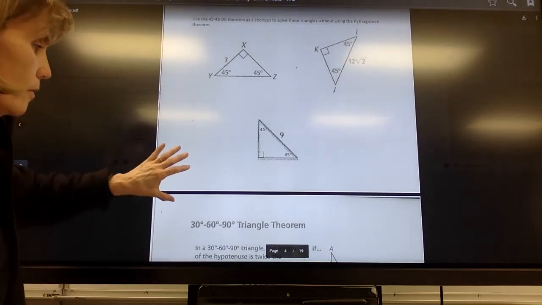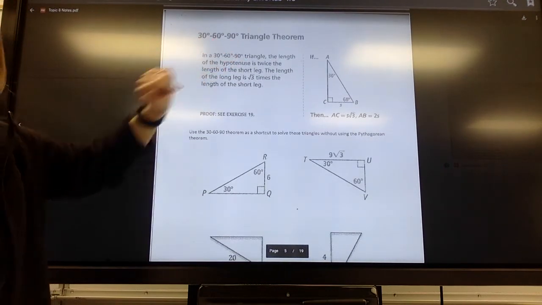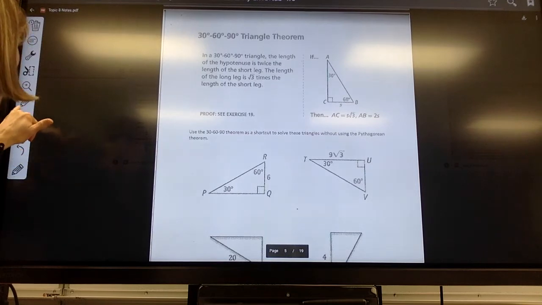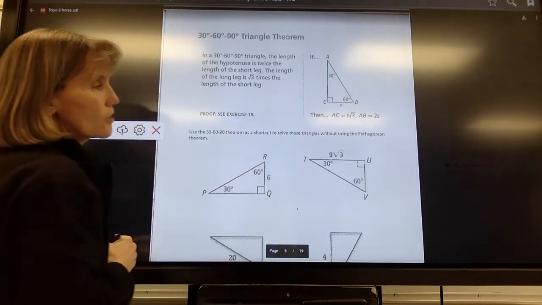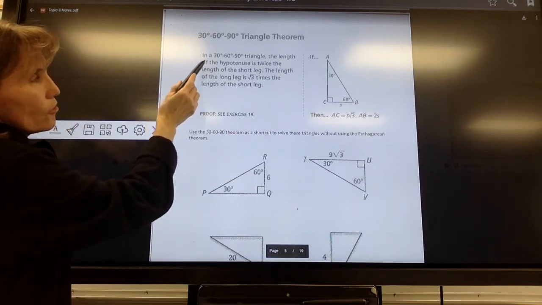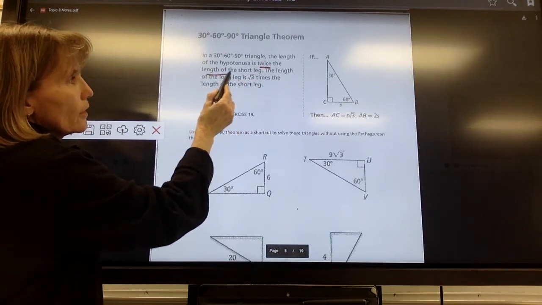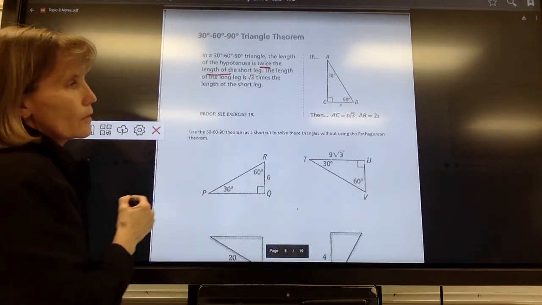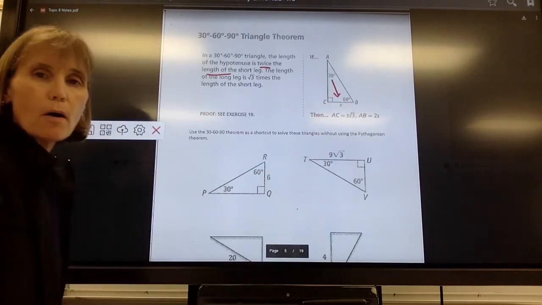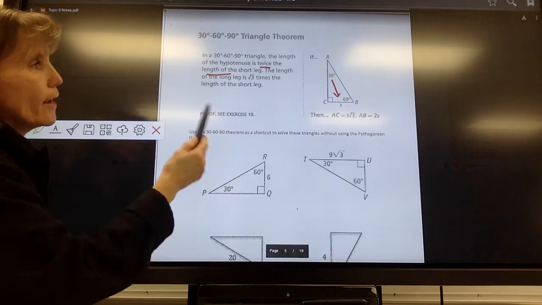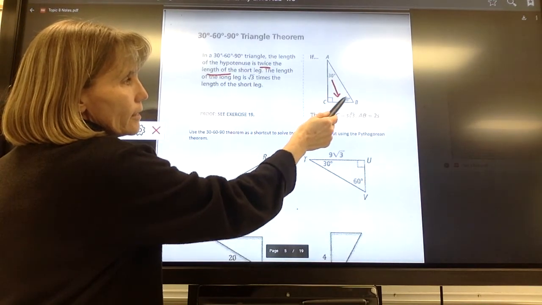Okay, we're going to continue here. The second special triangle that we have is a 30, 60, 90 triangle. So again, we still have a right triangle. We've got a right angle here, but now we've got 30 degrees and we have 60 degrees. It says in a 30, 60, 90 triangle, the length of the hypotenuse is twice the length of the short leg. The shorter leg is going to be across from the smallest angle. So when you look at your angle measurements, this is only 30 degrees.